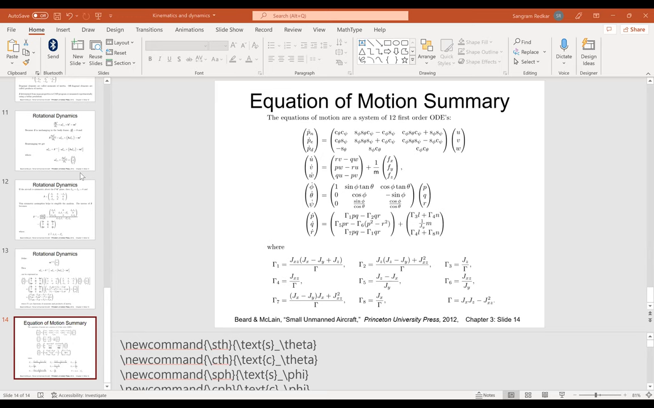Torque is about the axis X, Y, and Z. But the torque is about body axis. L, M, N is the body torque. You cannot apply inertial torque to the aircraft because aircraft is there, inertial axis is here.